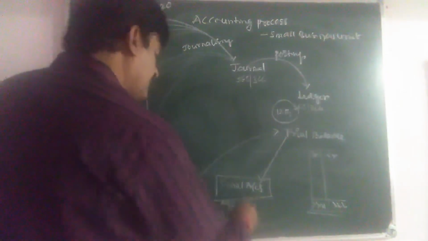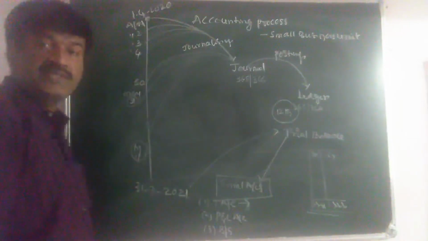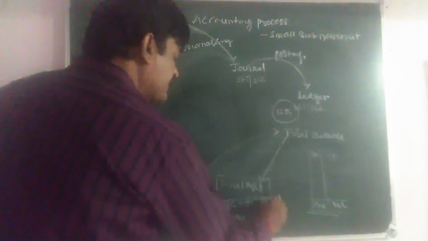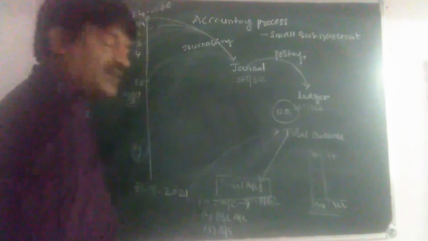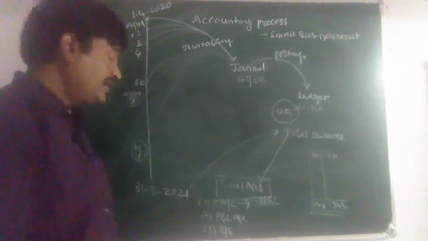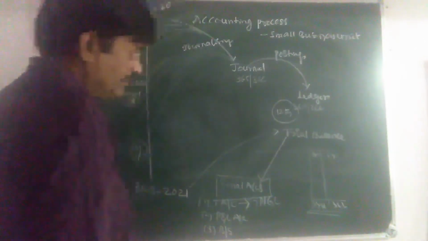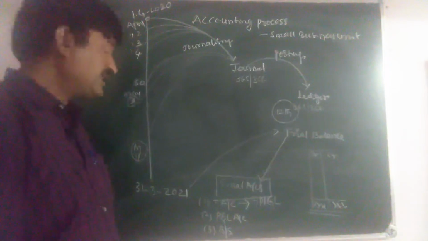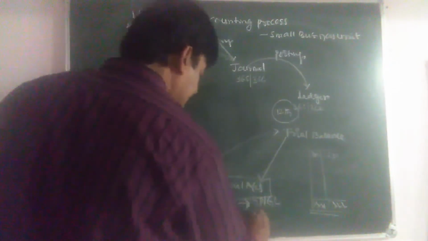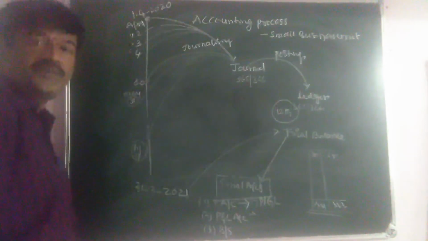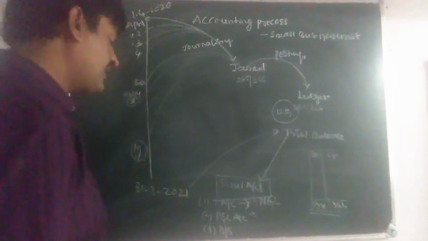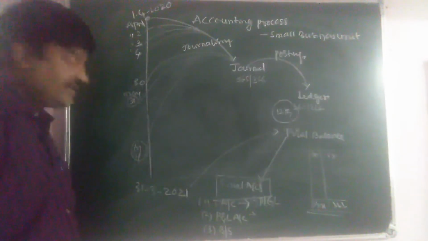Why is the trading account prepared? The trading account is prepared to know the gross profit or gross loss of the business. How much profit is obtained or how much loss is incurred by means of only taking the purchases and sale of goods and services. After knowing that, it is necessary to calculate the net profit or net loss of the business.